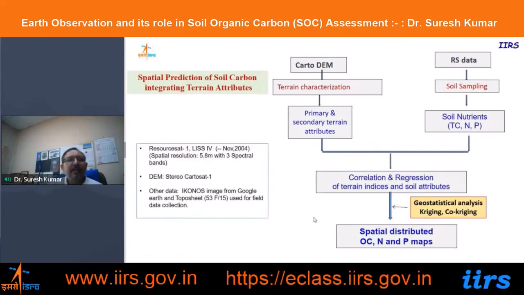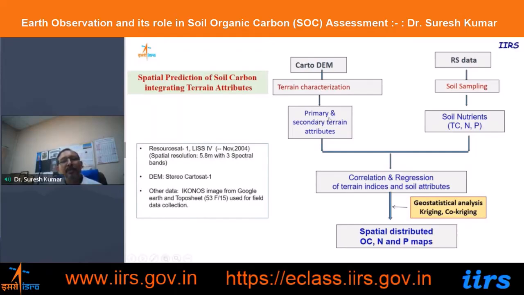We also tested how we can use geostatistical techniques for mapping of soil carbon. Here we used Resourcesat LISS-4 satellite data, that is 5.8 meter resolution. We also used a digital elevation model, DEM, and from the DEM we generated the terrain characteristics. We were working in hilly terrain, assessing how digital elevation or terrain characteristics govern the variability in soil carbon.